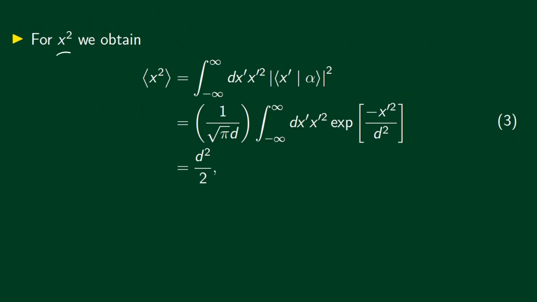Now let's calculate the expectation value for x squared. We know that in the state alpha, the expectation value for x squared is bra alpha, operator x squared, ket alpha.